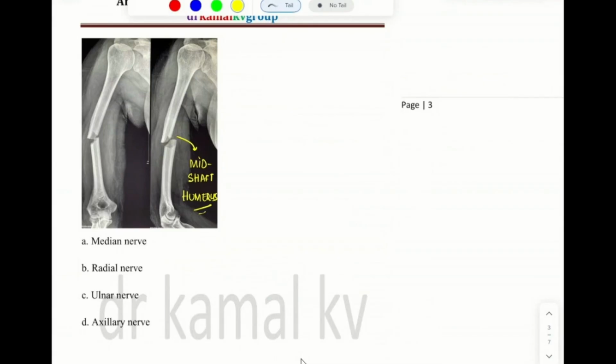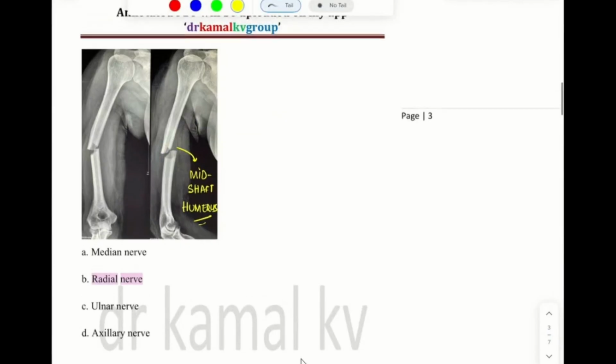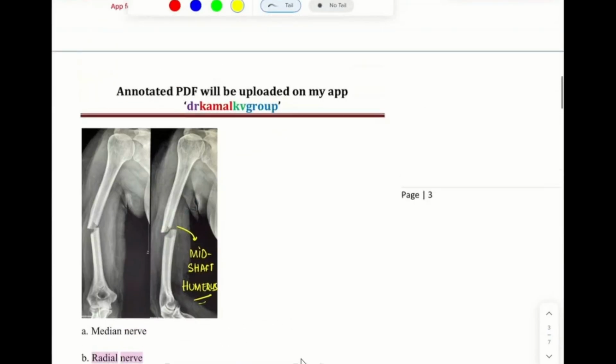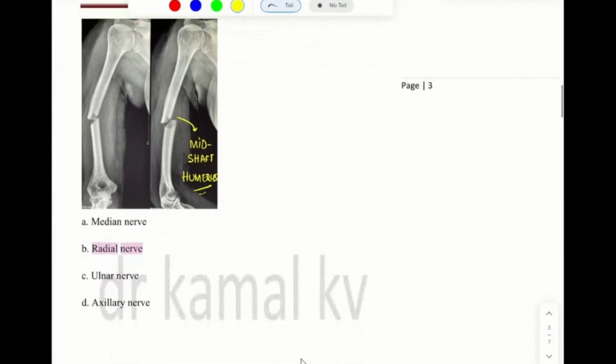So if you see an X-ray showing a fracture of the middle of the shaft of humerus, the answer has to be radial nerve, as it passes from medial to lateral behind the humerus, coming to lie on the lateral side. So this is the classical X-ray to show the possibility of injury to the radial nerve.